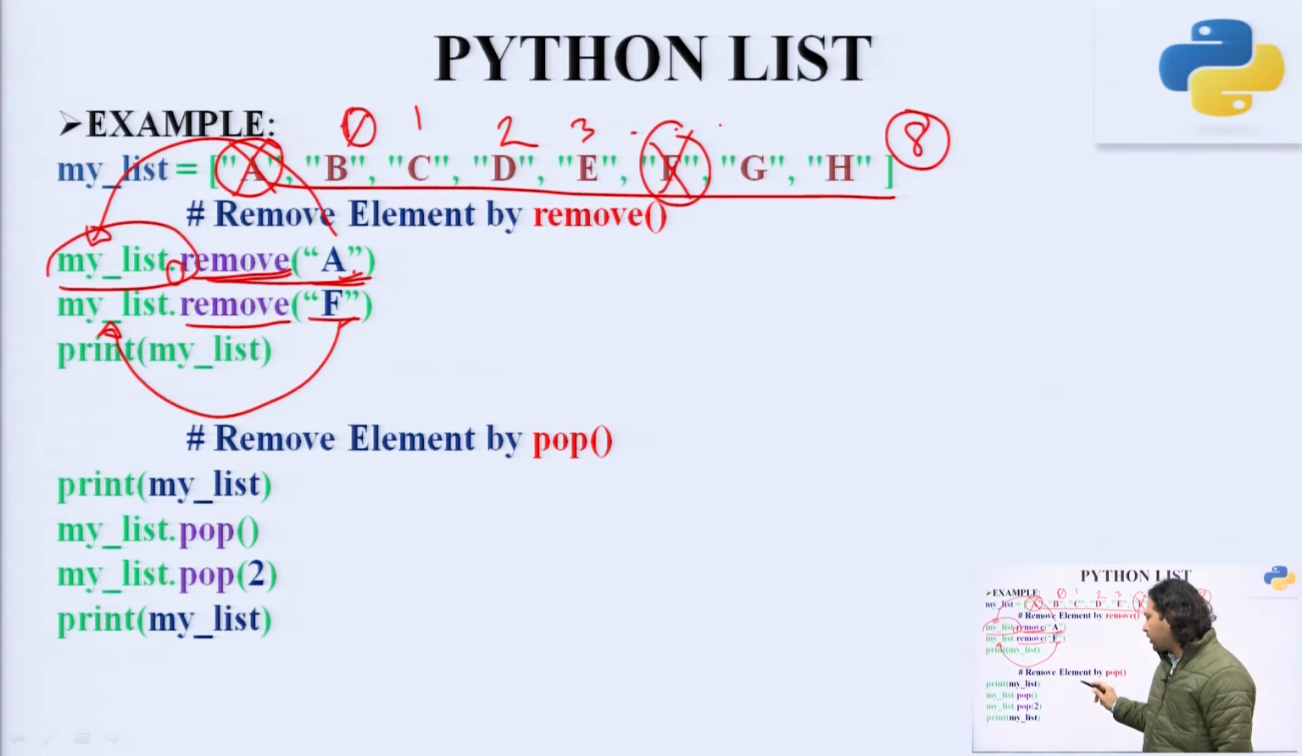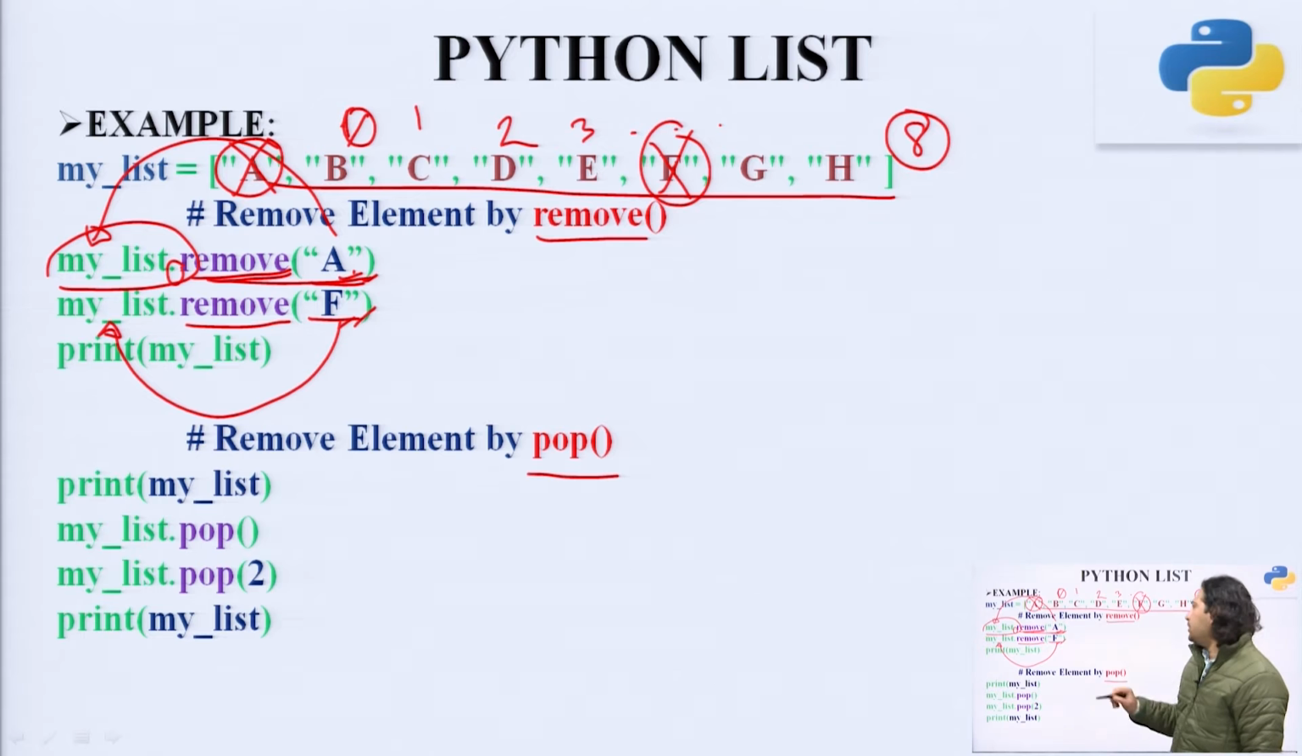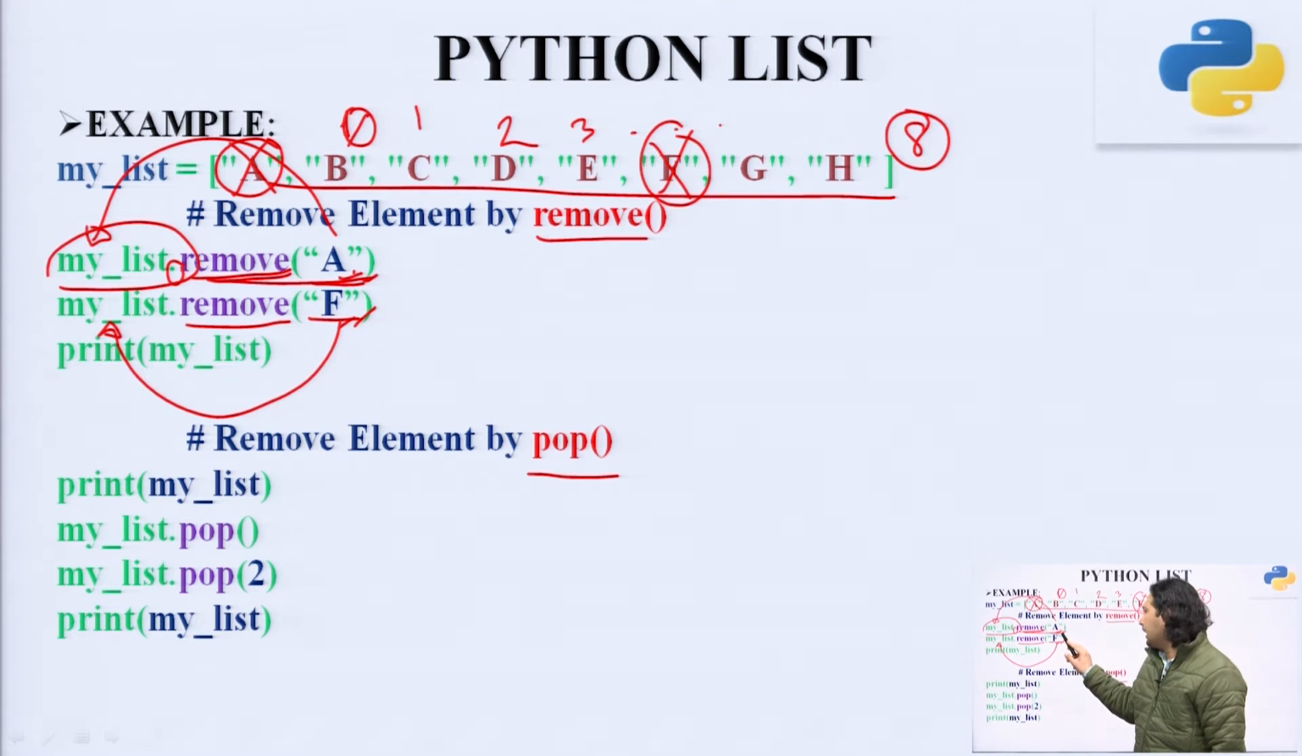Now, we are again trying to remove elements by using the second method, that is pop. Let us say we want to remove specific elements, you can remove them by giving the information correctly. That means, I want to remove A, similarly F. But let us say you want to remove an element, but you do not know the exact value, but you know the index number. So, when you want to remove an element by the index number, you can use the pop method.